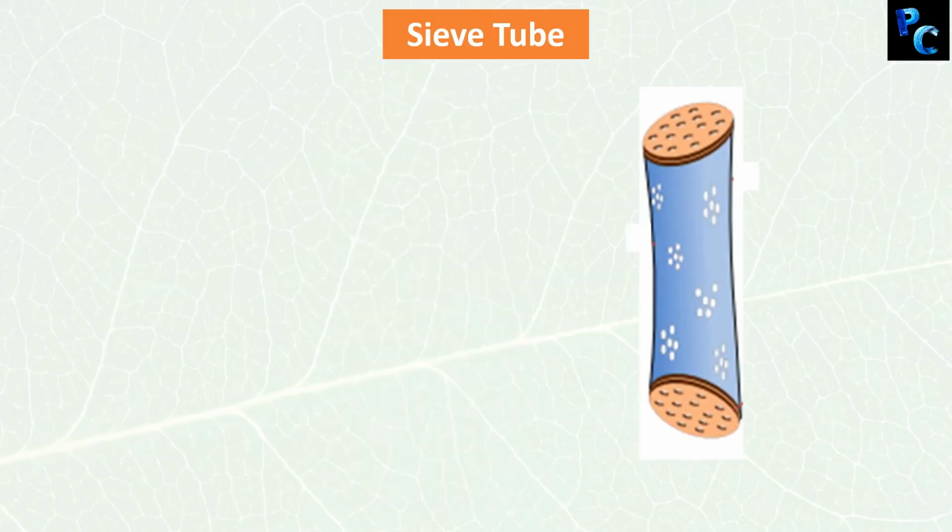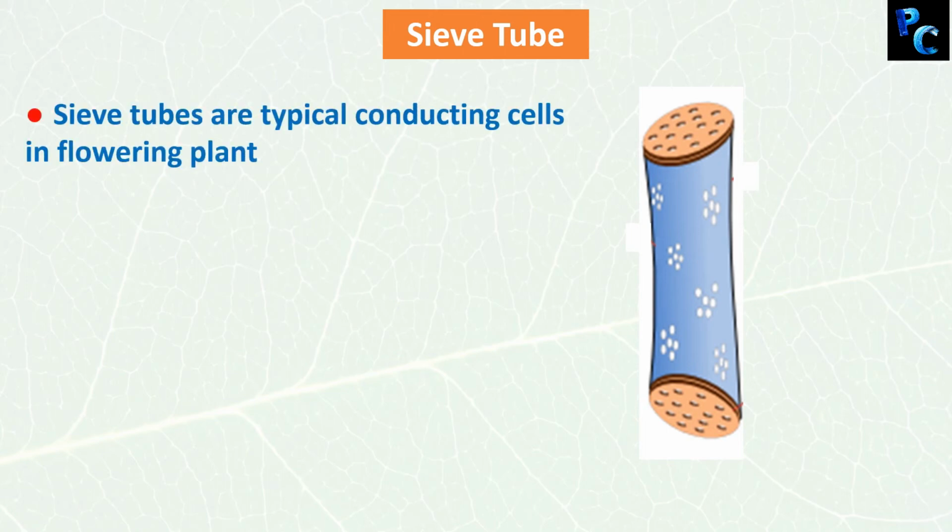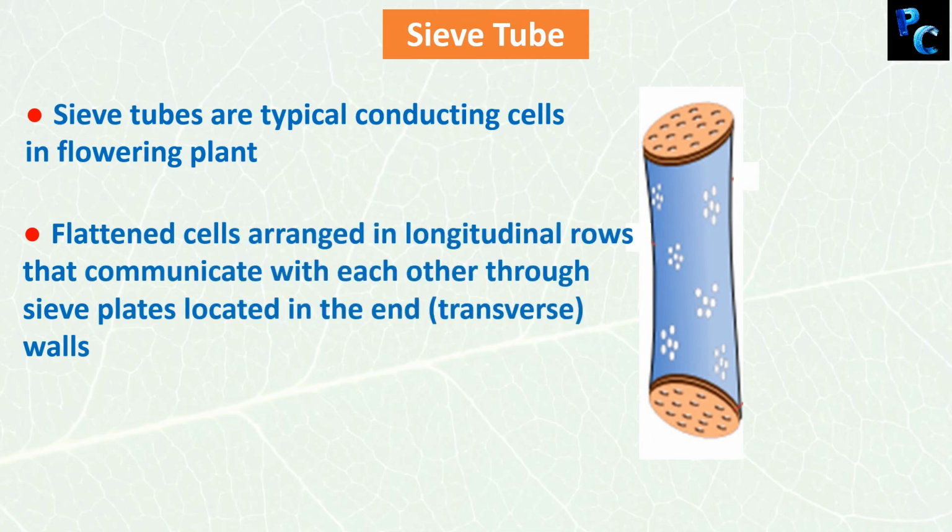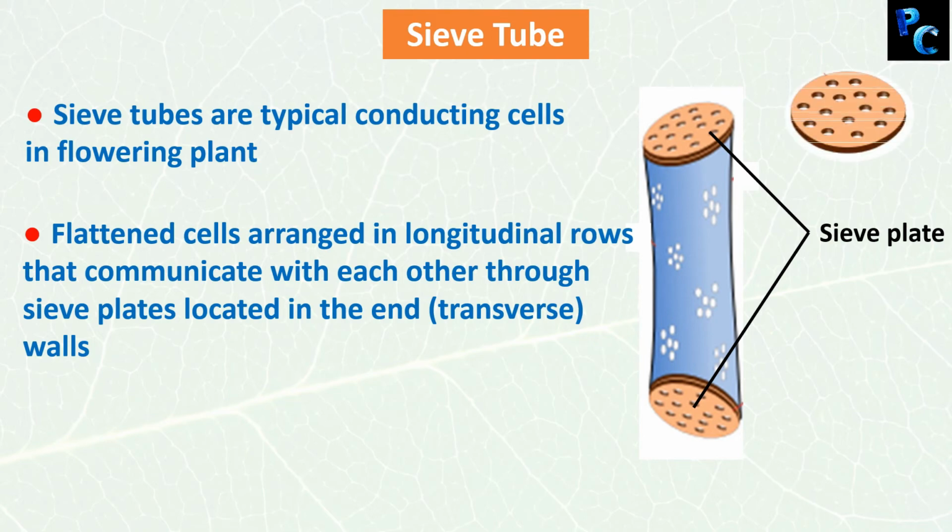This is the structure of a sieve tube. Sieve tubes are typical conducting cells in the flowering plants. They are flattened cells arranged in longitudinal rows that communicate with each other through sieve plates located at the transverse cell wall. These are the sieve plates. Can you see the pores in the sieve plates? Sieve plates have large size pores that allow the direct connection between adjoining cytoplasm. The sides of the sieve tube also have pores, as you can see here.